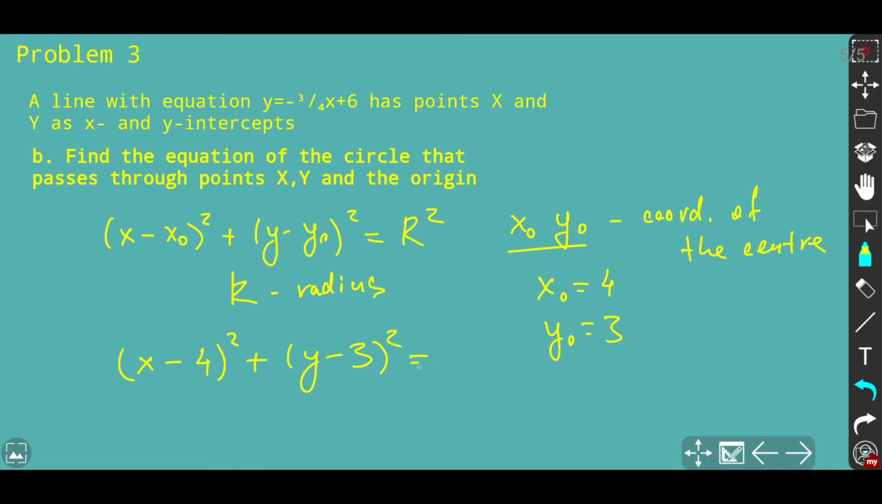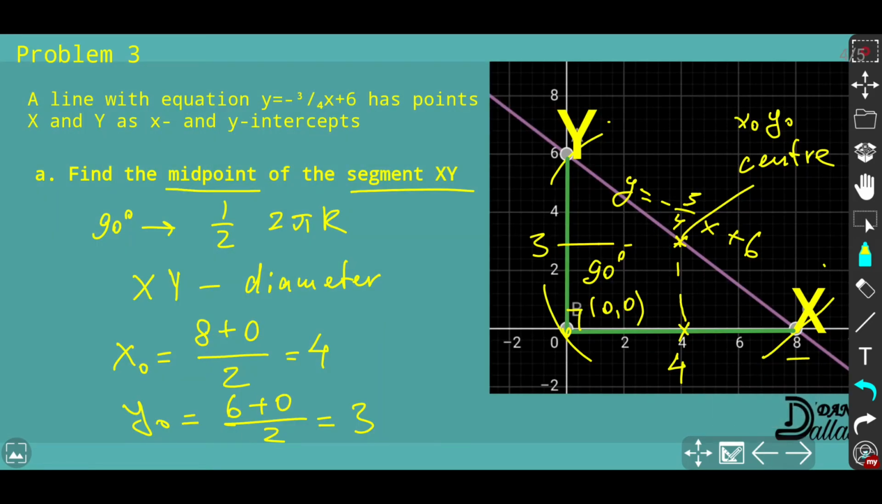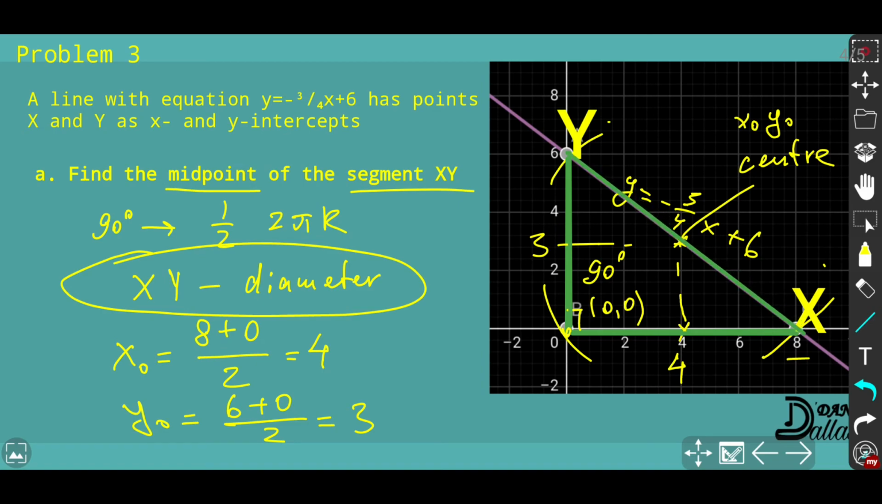So right now, for the final question, we need to define the radius as the last parameter. How to define the radius? Because we established that xy is the diameter, the radius is going to be half of the length, right? So we just need to define the length of the segment xy. How to do that? Just remember, we arranged a 90 degrees angle here, so this is a right angle triangle, as you can see there, right?